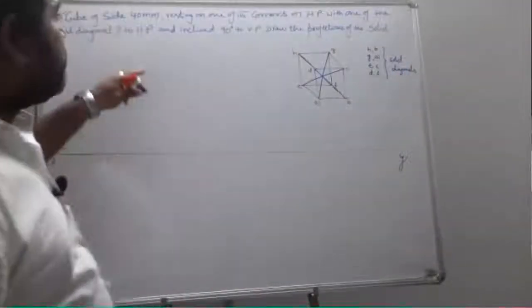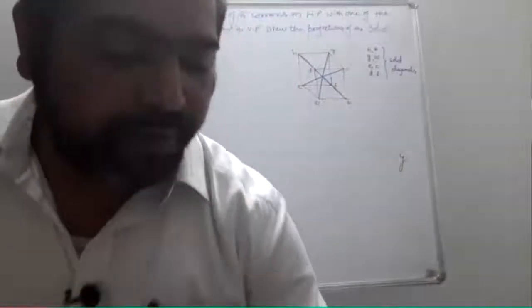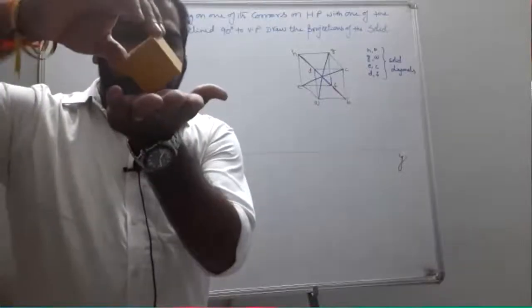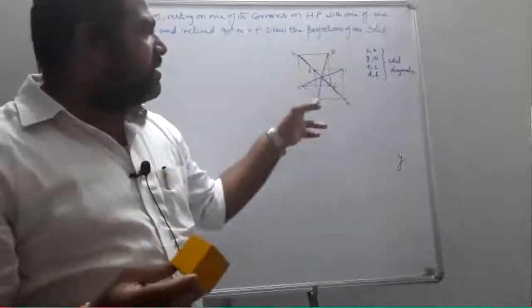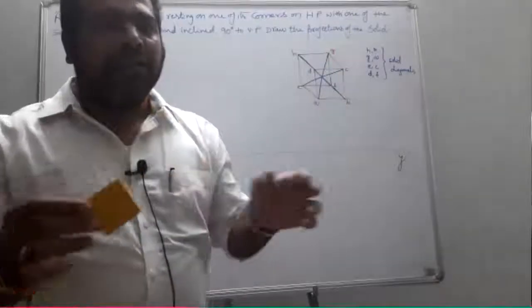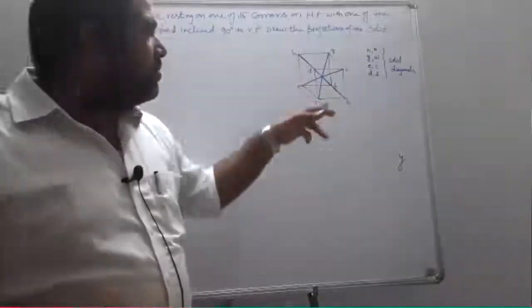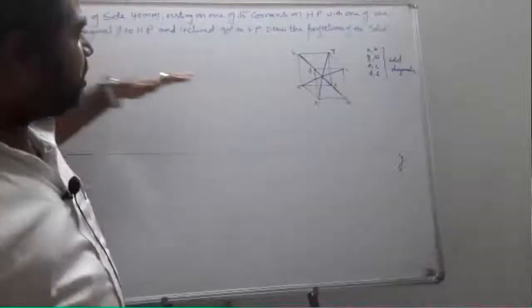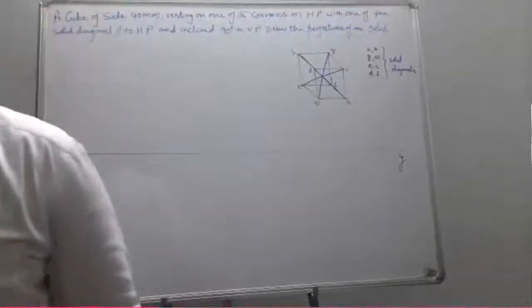So when one of the corners is resting on the HP in such a way that if you join one of the solid diagonals, let us consider any of the solid diagonals, that solid diagonal becomes parallel to HP. That means parallel to XY. Students, have you got the condition?